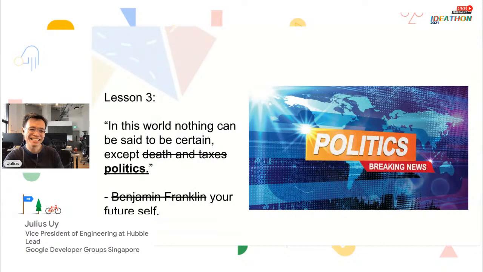The next thing is this. Most of us don't like politics, but in all reality, we are forced into politics whether we like it or not. In this world, nothing can be certain except politics. And that's what we will soon realize. We read books, we read Simon Sinek, we read all sorts of stuff that tells us you should avoid politics and so forth. But in reality, there's no way to avoid politics. You have politics in places like Google, you have politics in places like Hubble, you have politics everywhere.